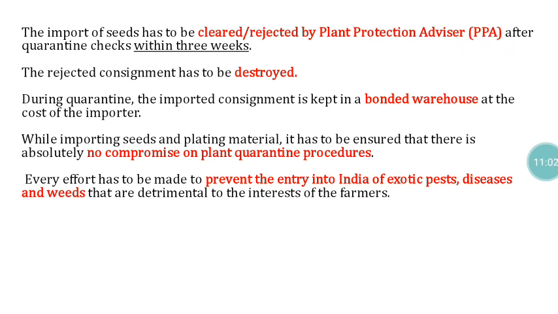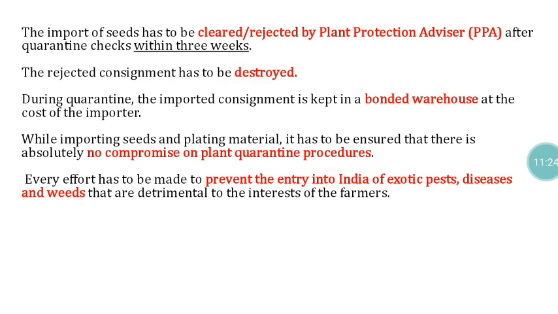So they will thoroughly check for the presence or absence of any pest, disease and weed problems. They will strictly follow the quarantine measures as per the Plant Quarantine Order 2003. Only if the material is found free of any exotic pests and diseases will the Plant Protection Advisor give clearance.